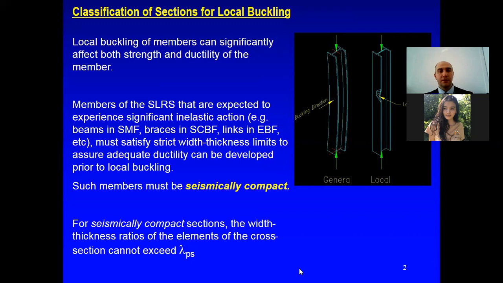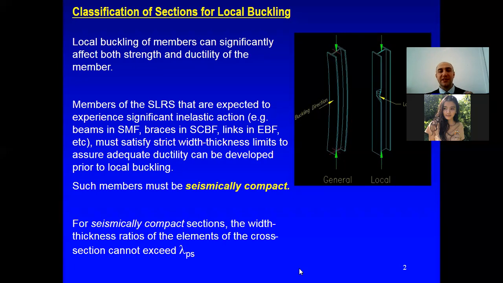A key factor that can limit the ductility of a steel member is the development and growth of local buckling. Consequently, for members that are expected to see significant inelastic action and exhibit huge ductility, the special seismic provisions specify very restrictive thickness limits, so that local buckling is delayed until adequate ductility is achieved.